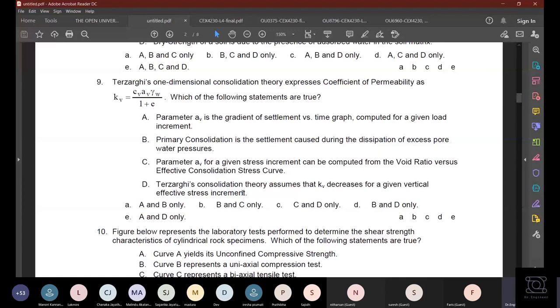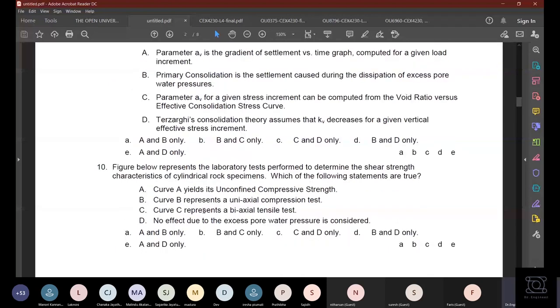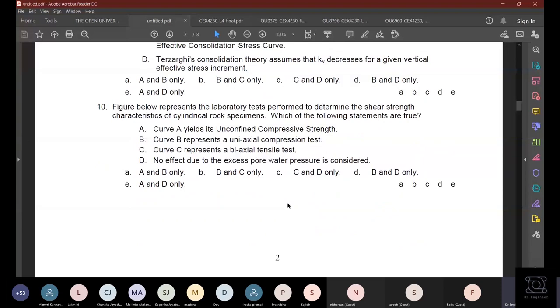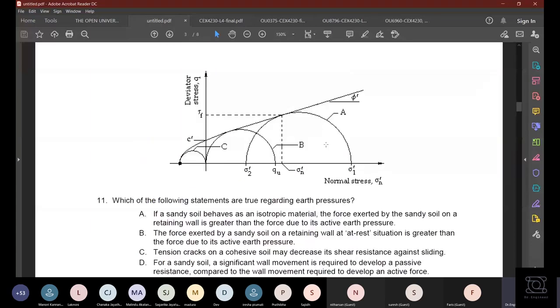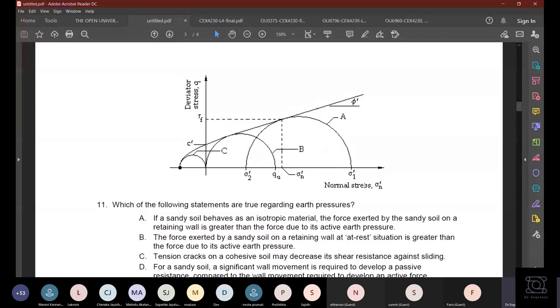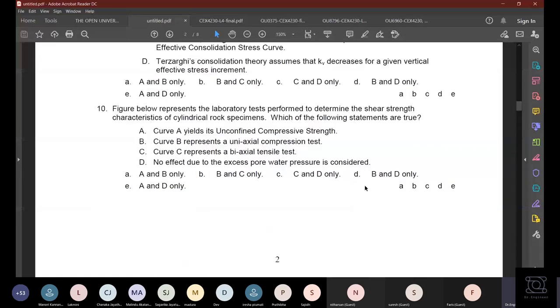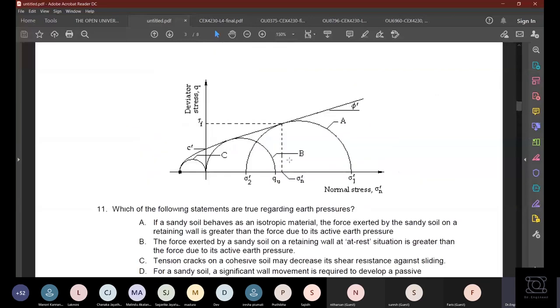The next is based on rock mechanics. I think new syllabus people don't have this rock mechanics part. The rock mechanics testing is completely different from soil testing, so I'll just quickly give an idea. They have mentioned a set of curves, A, B, and C. Statement A states that curve A yields its unconfined compressive strength. If it is unconfined, we apply the stress only in one direction, so the confining stress should be zero. So the curve should be B, not A. So statement A is wrong.